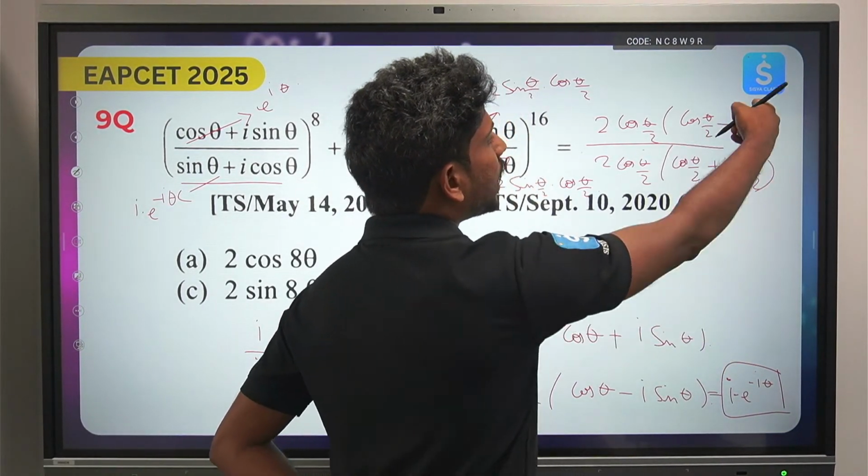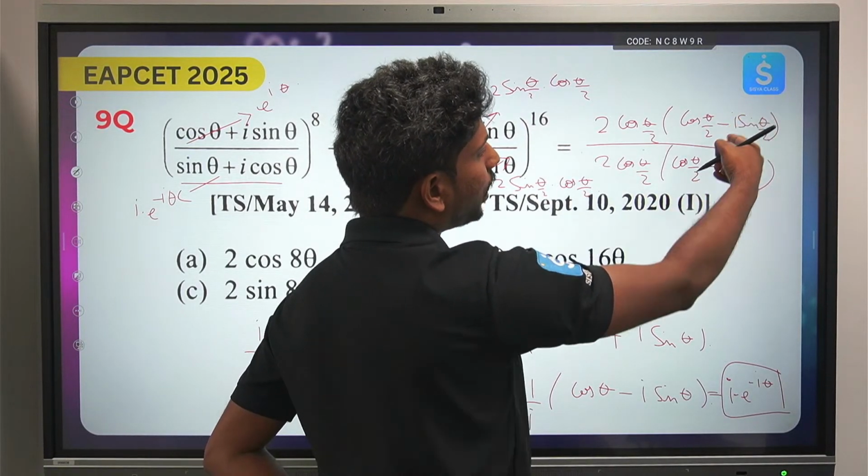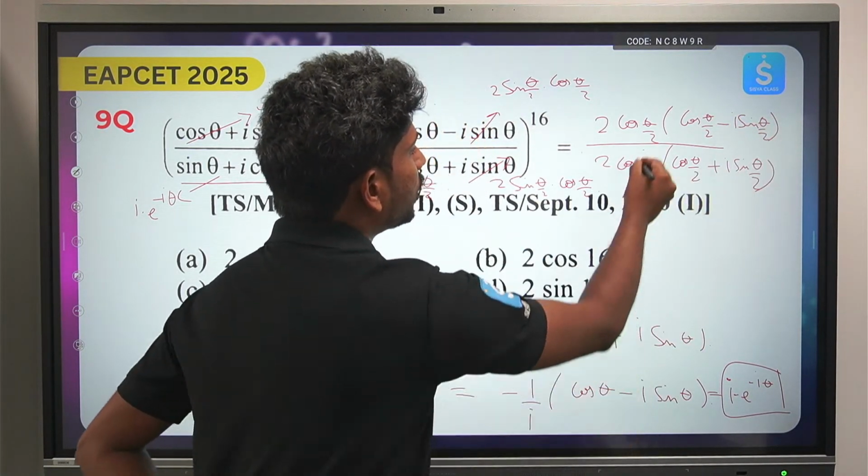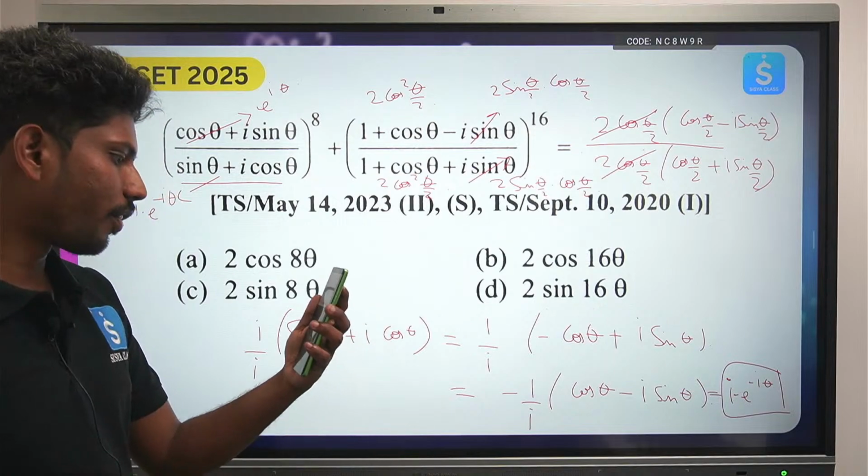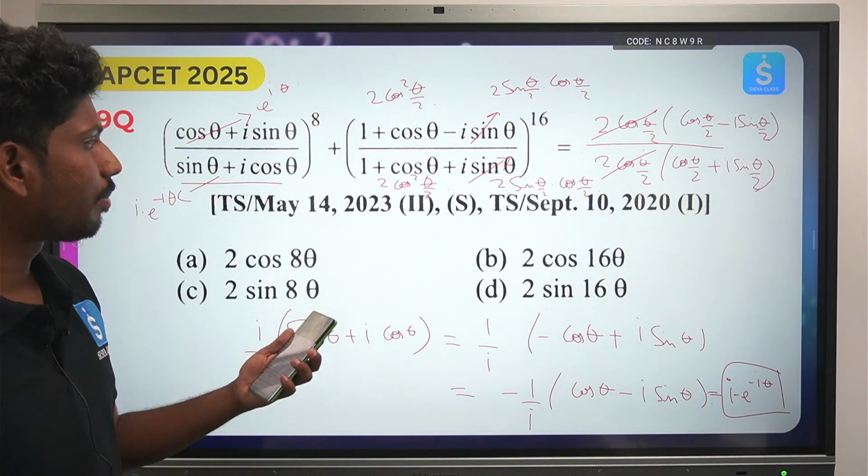Now if you see, this is nothing but e power minus iθ/2, and this is nothing but e power iθ/2. So I can cancel this whole thing. I hope you are all following. If you have any problem, please do let me know in the comment box.